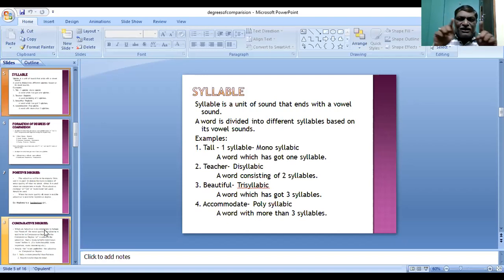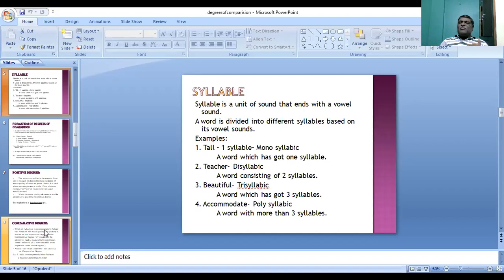A word which has one syllable is known as monosyllabic. A word which has two syllables is disyllabic. A word means an adjective or adverb or any word. One which has three syllables is trisyllabic, which has four syllables is quadrasyllabic, and more than four we call polysyllabic.